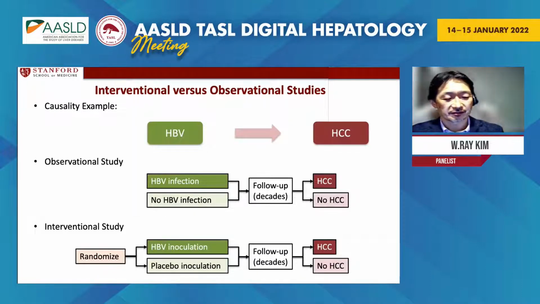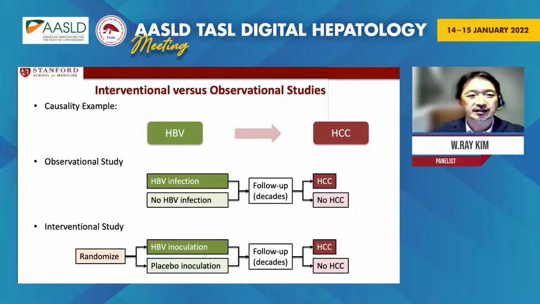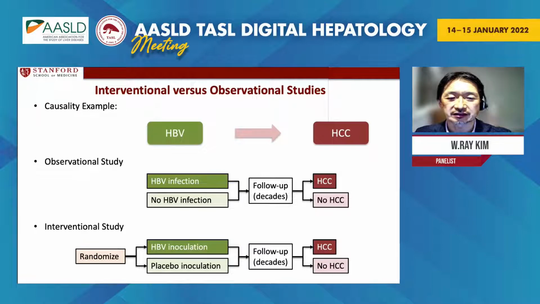So the biggest branching point for study design is interventional versus observational studies. And as we just discussed, a causality example is hepatitis B causing HCC. An observational study design will include identifying people who have exposure to hepatitis B and identifying people with the disease HCC and dissect the correlation between the exposure and the disease through a period of follow-up. In this case, it may be decades.